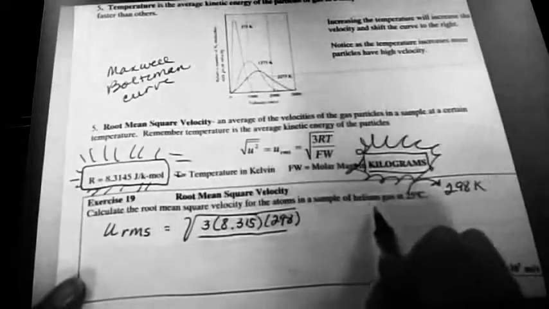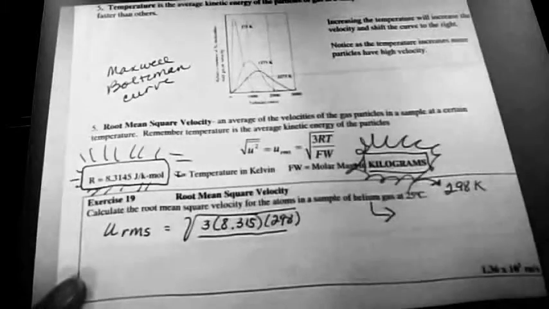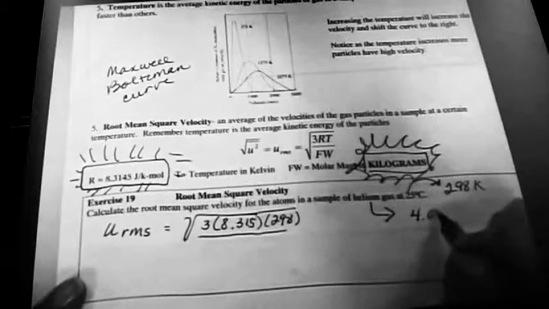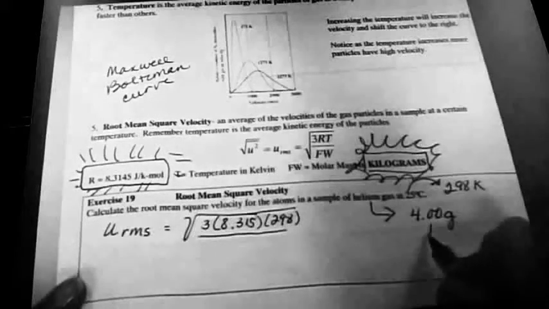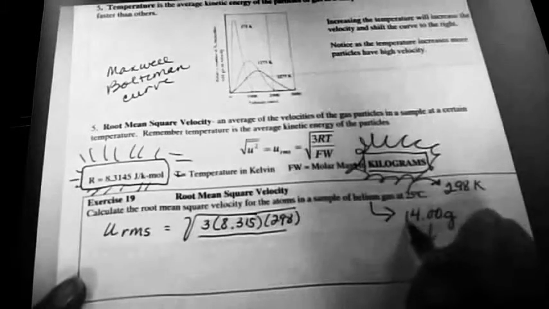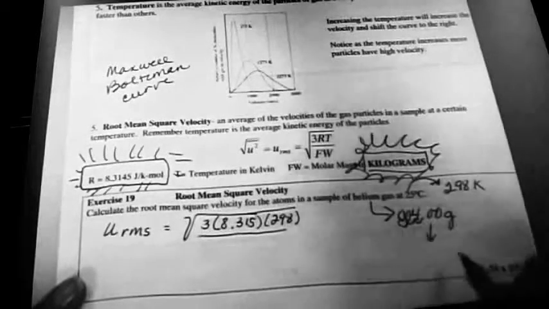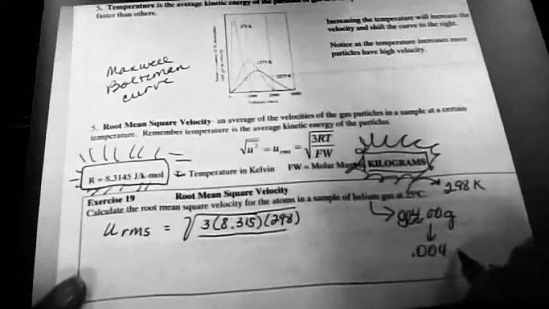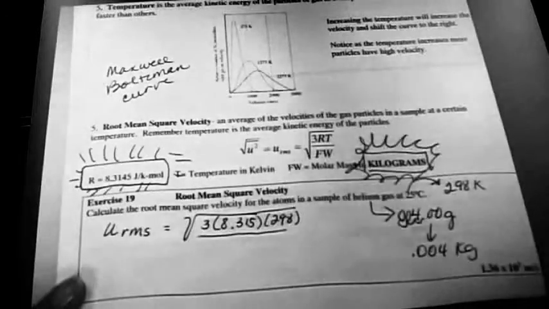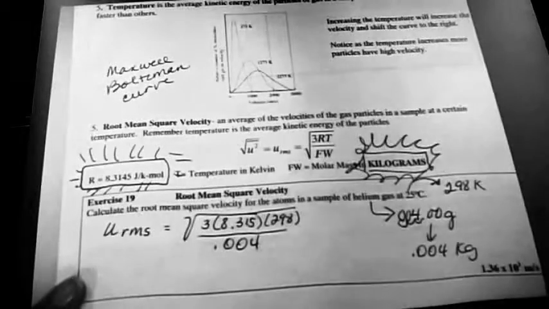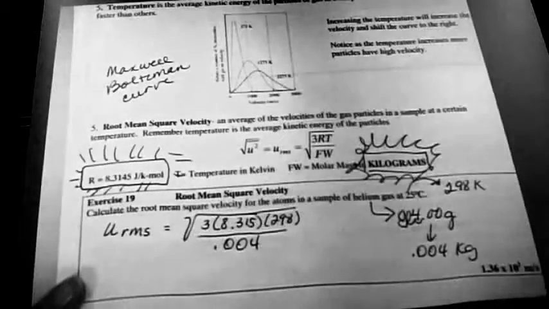What's the formula weight of helium gas, the molar mass of helium gas in grams? 4 grams is equivalent to 0.004 kilograms, yes? Do some math.